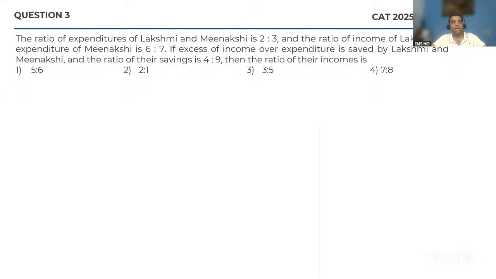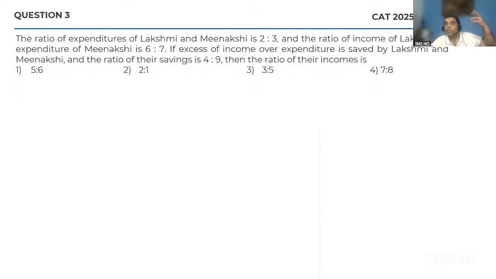Now, next question. It says the ratio of expenditures of Lakshmi and Meenakshi is 2:3. The question came in CAT 25 slot 2, which I also happened to write. I also took the exam in slot 2 only. So the ratio of expenditure of Lakshmi and Meenakshi is 2:3, and the ratio of income of Lakshmi to expenditure of Meenakshi is 6:7. If the excess of income over expenditure is saved by Lakshmi and Meenakshi, and the ratio of their saving is 4:9, then the ratio of their income is.